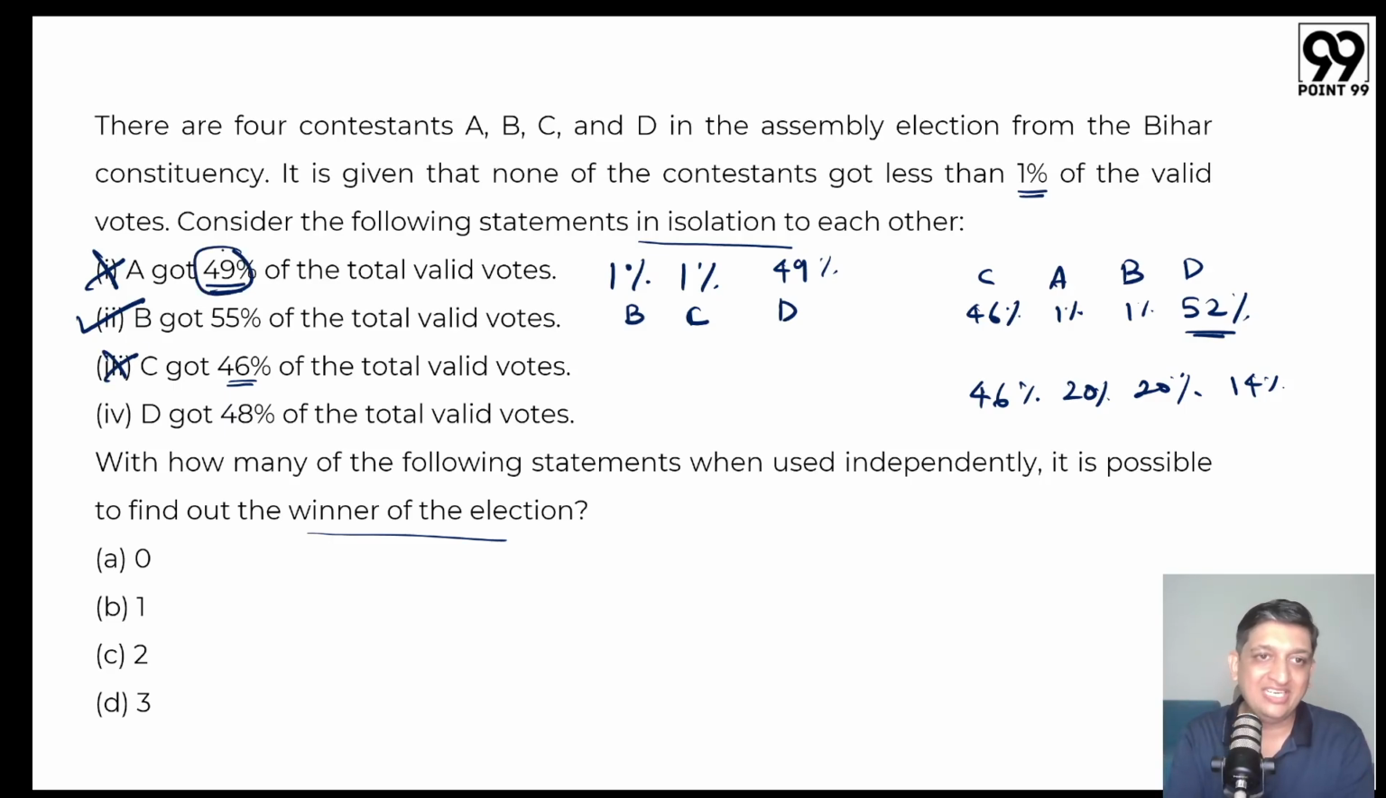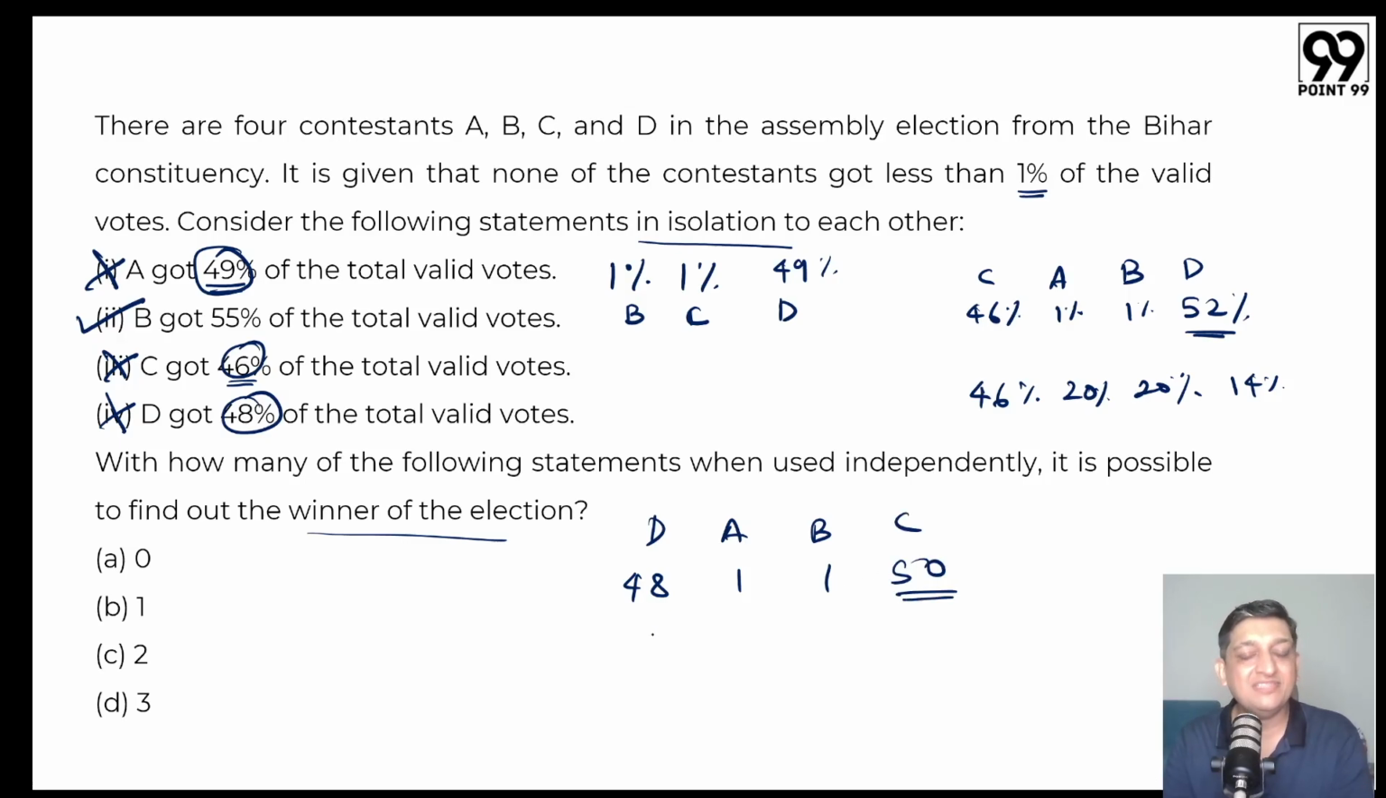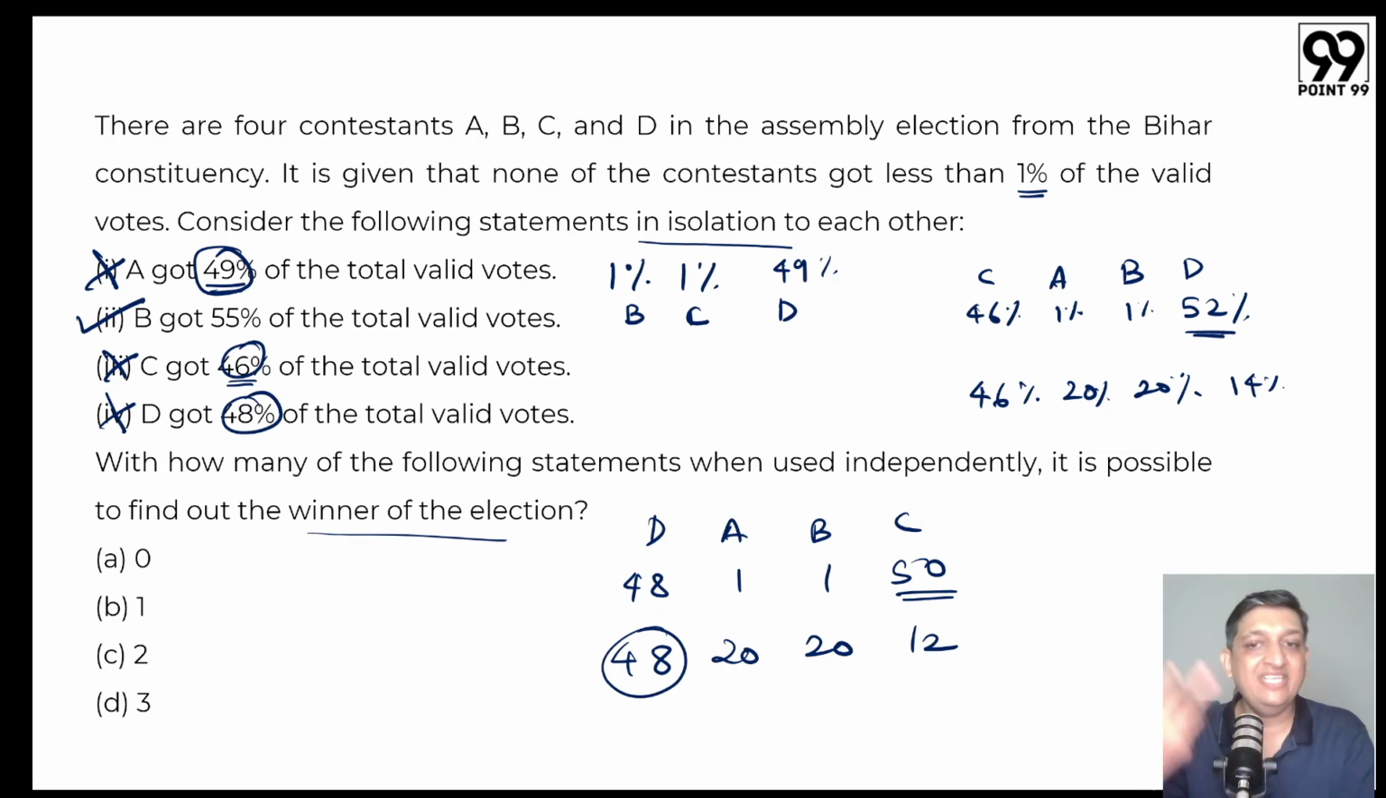And if 49% can't tell us who the winner is, 46% or 48% will definitely not be able to tell us who the winner is going to be. So if D is 48, let's say A is 1, let's say B is 1, that leaves us with 50% for C. In this case, C wins the election. Or if I'm saying that this is 48, again let's go with 20 and 20 and 12. I know that D is going to win the election. So depending on the split, we will be able to say that maybe D wins or C wins or A wins or B wins, we don't know. So in this particular case, only statement 2, only one statement is good enough to tell us who is the winner of the election if used independently.